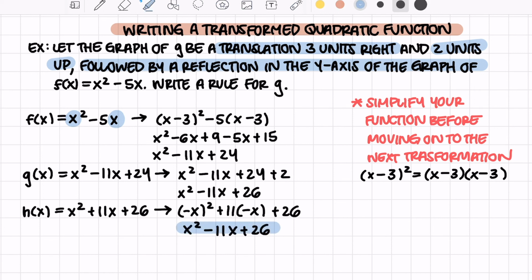Done. So we get here, let's use m of x is equal to x squared minus 11x plus 26. And that would be our final answer.